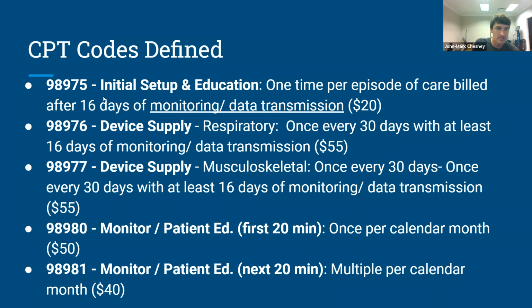But these are the 5 codes. 98975 for initial setup and education. 98976, this is the device supply. I like to think about it as the rental of the software for 30 days. And then we have one code for the respiratory and then another one for musculoskeletal. And then the last 2 are the time-based codes where we're accumulating the actual monitoring time on the calendar month.